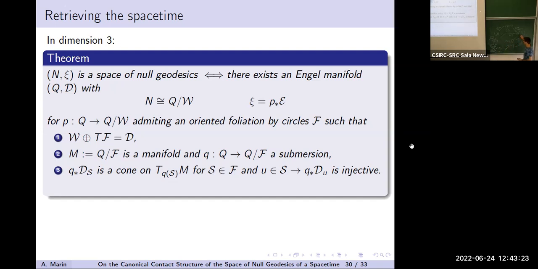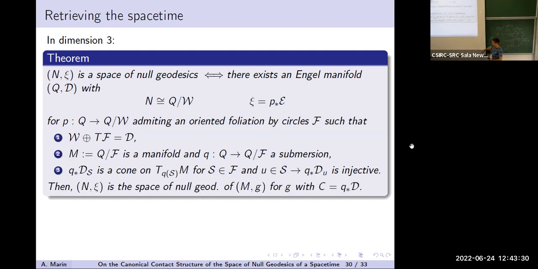So this is the space of null geodesics if and only if there exists an Engel structure with a foliation like this one. And whenever this happens, I can Lorentz-ify the prolongation. The way to do it is to take M to be this quotient space, the space of leaves, and to take G to be any metric with this bundle of cones, which always exists. And this gives me back this Lorentz prolongation. That makes the whole diagram commute.